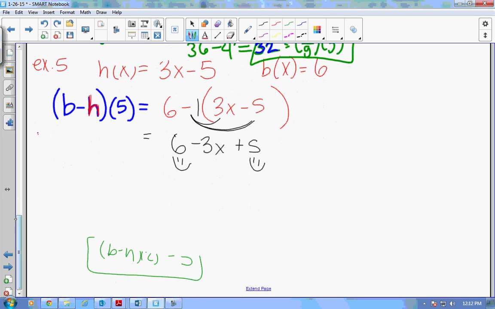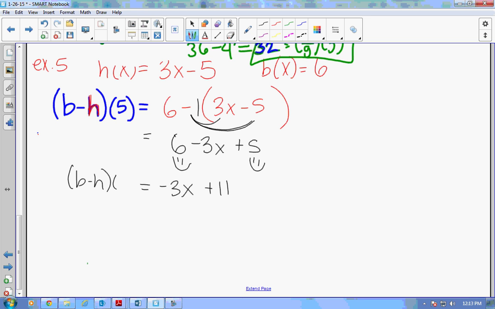5 plus 6 is 11, but I'm going to put it in standard form. The x term first, make sure you realize it's a negative 3, and the constant second. That is b minus h of x. Okay, especially when you're doing subtraction, you have to put that in parentheses or you're going to have some errors.